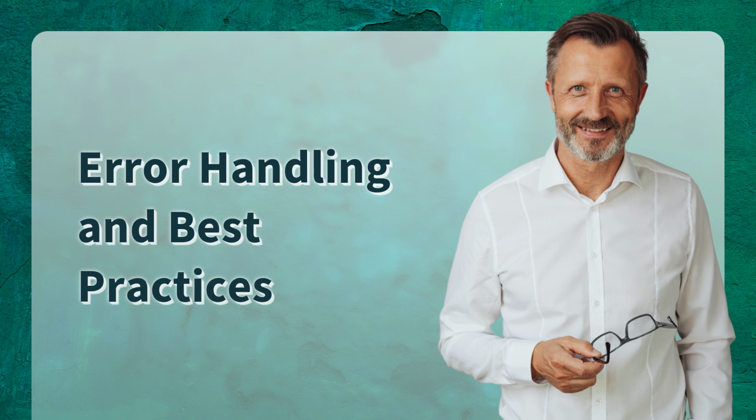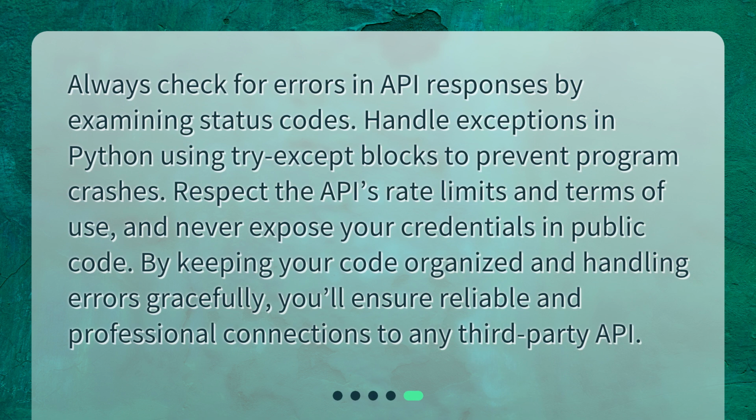Error handling and best practices. Always check for errors in API responses by examining status codes. Handle exceptions in Python using try-except blocks to prevent program crashes. Respect the API's rate limits and terms of use, and never expose your credentials in public code. By keeping your code organized and handling errors gracefully, you'll ensure reliable and professional connections to any third-party API.